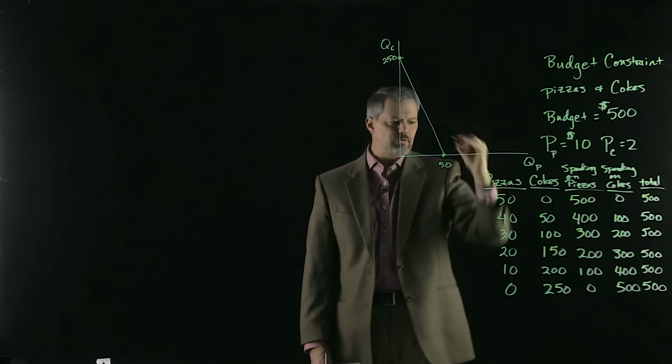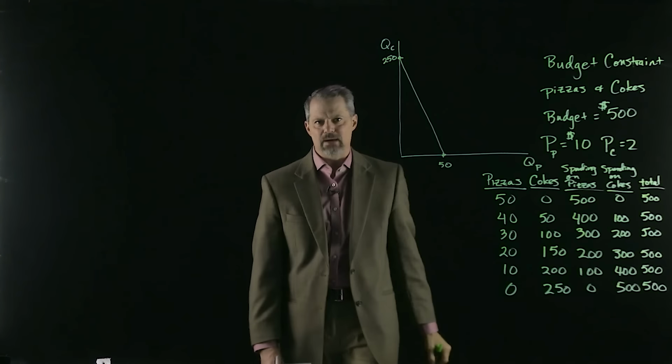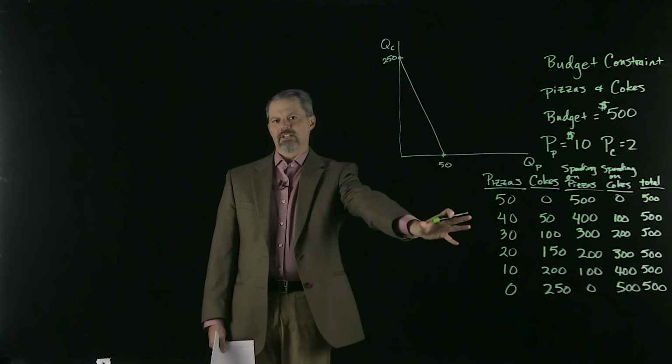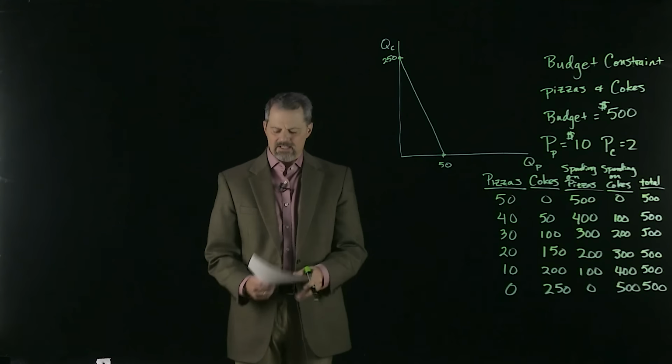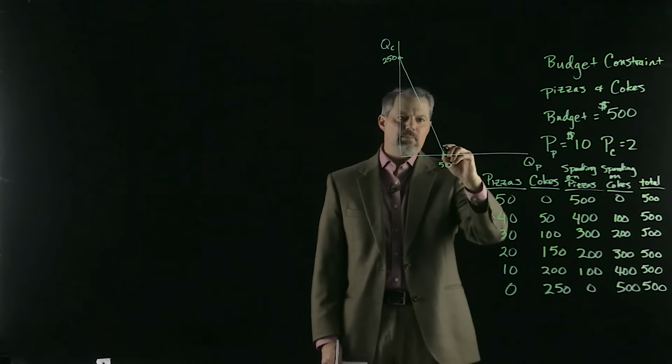Now we could go through and we could graph each one of these points, but each one of those would lie on that budget constraint. Once you know the end points, then you just draw a straight line in between them. So that represents our budget constraint.